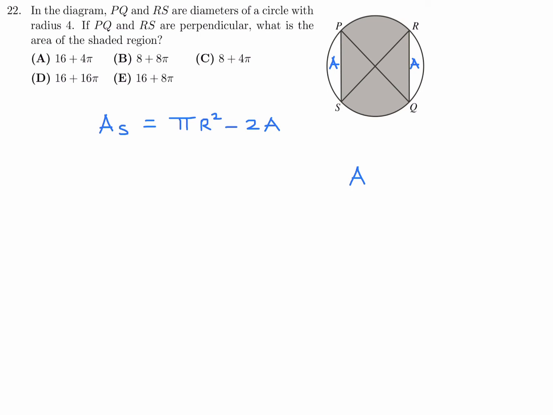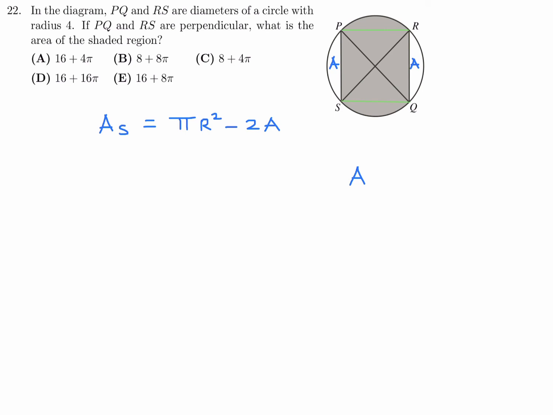Well, the first thing I'm going to do is connect PR and SQ. And I did that to show, not that it really was necessary, that this is kind of like a square, right? I think it is a square.